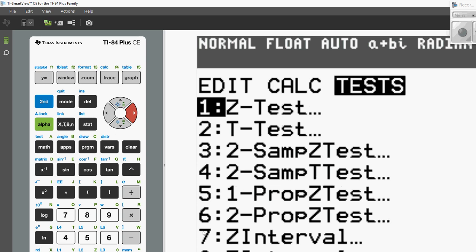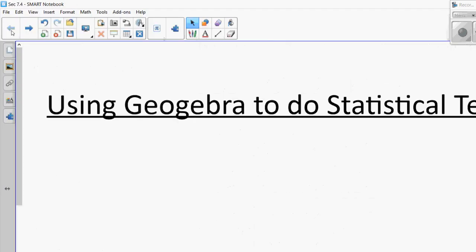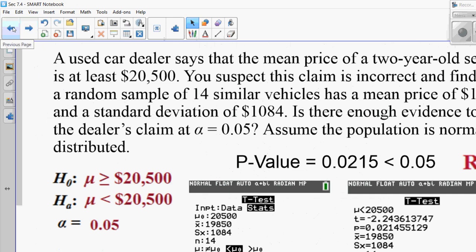So if you remember a problem we looked at before, a used car dealer says the mean price of a 2-year-old sedan, and we go through the problem, and we found our null and alternate hypothesis. Mu is greater than 20,500 and mu is less than 20,500. Our sample size was 14. Our X bar was 19,850. Our standard deviation of our sample was 1084, and our alpha was 0.05.